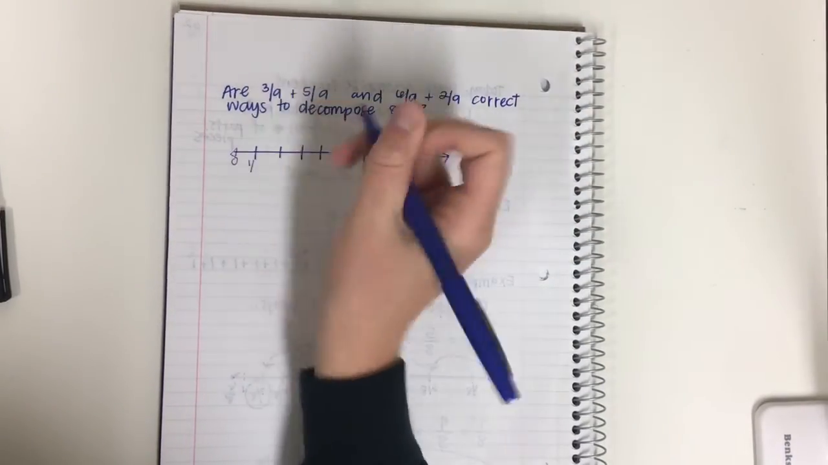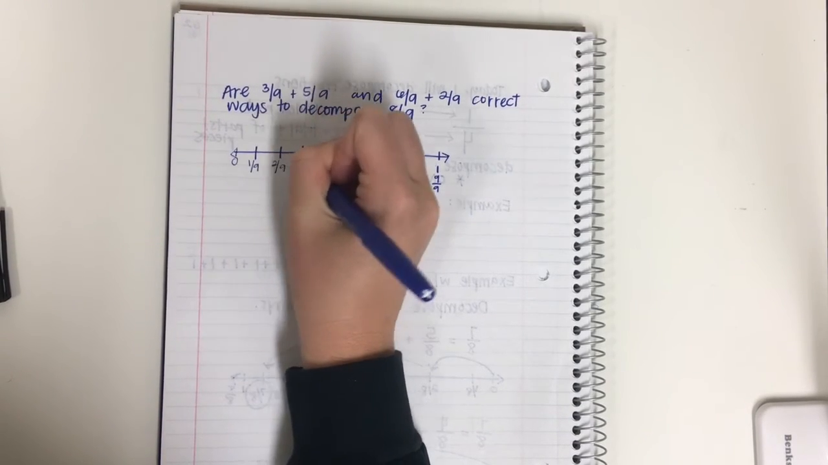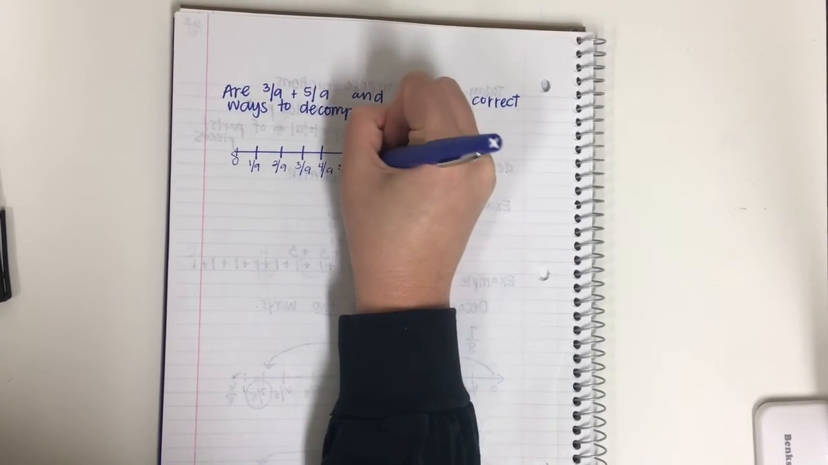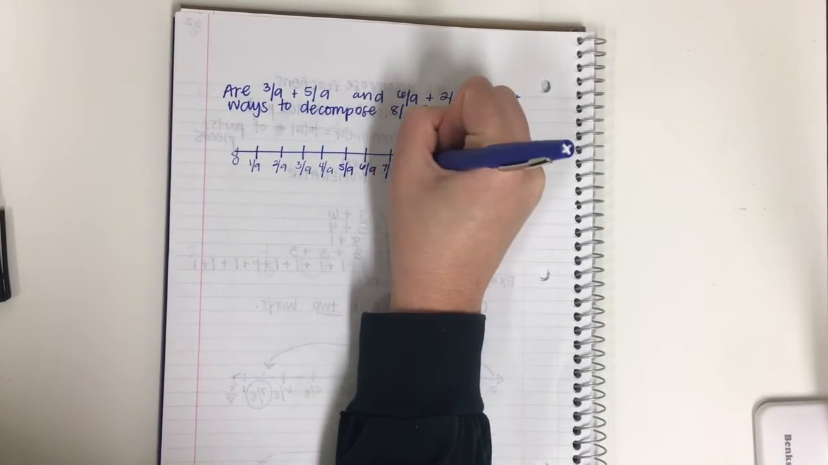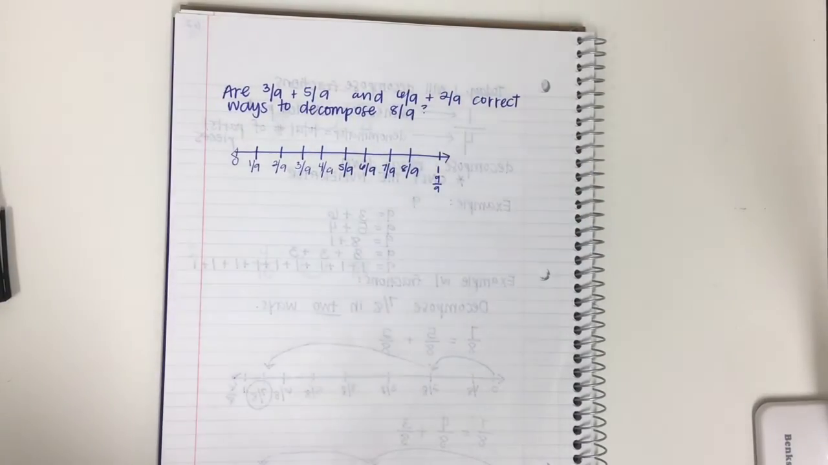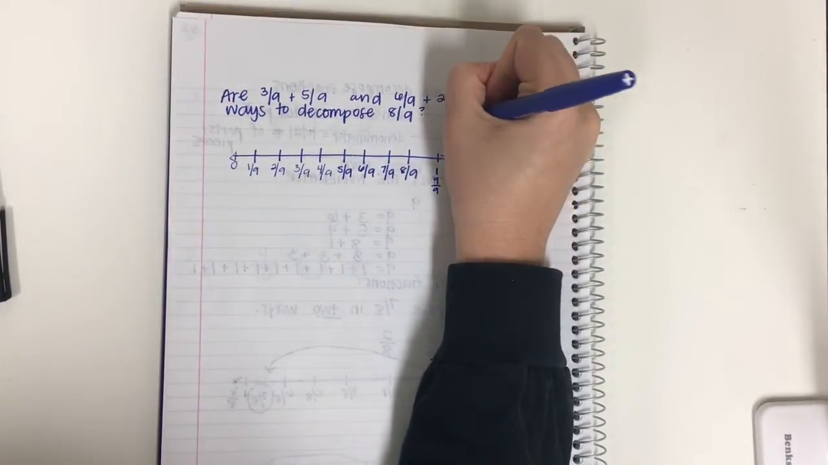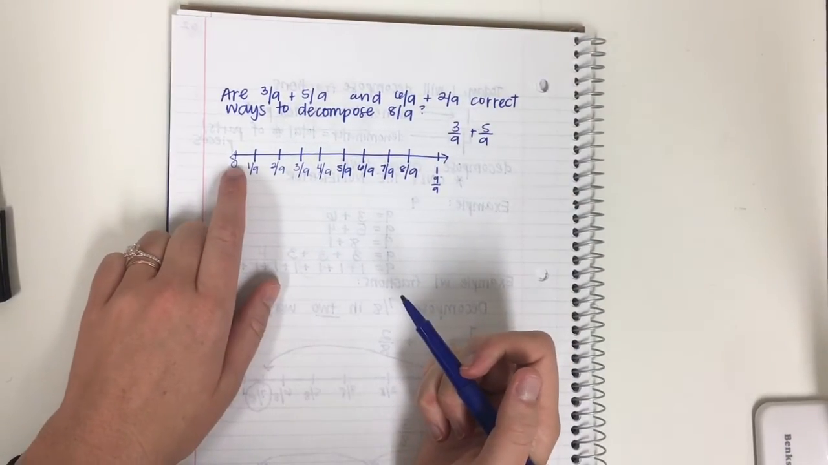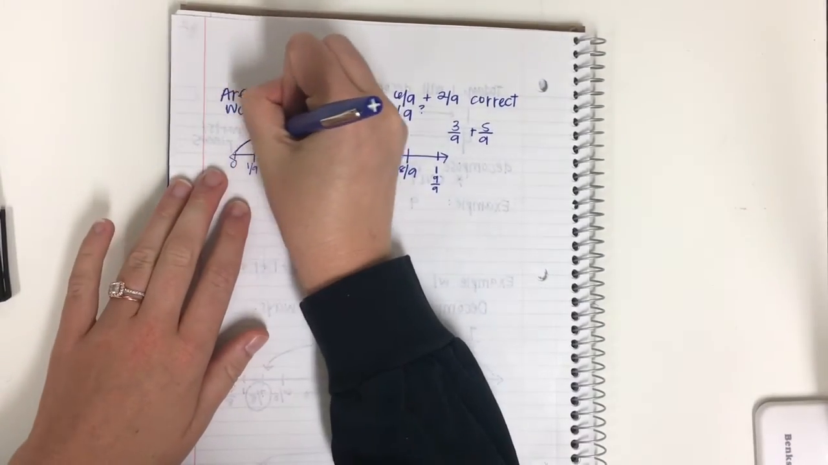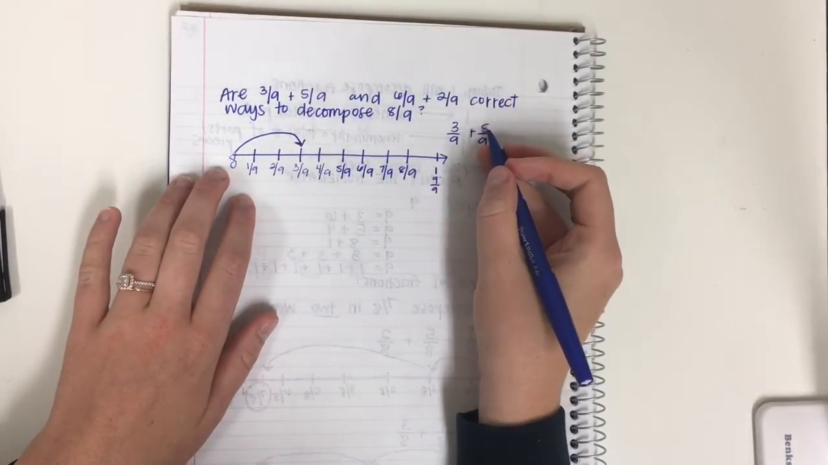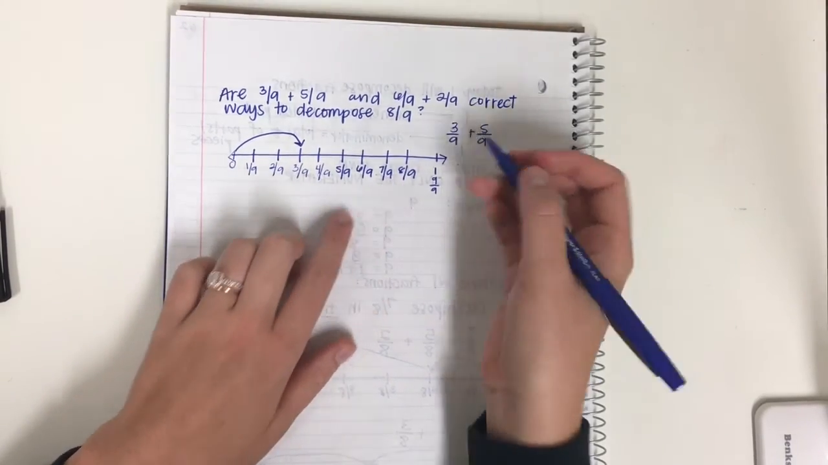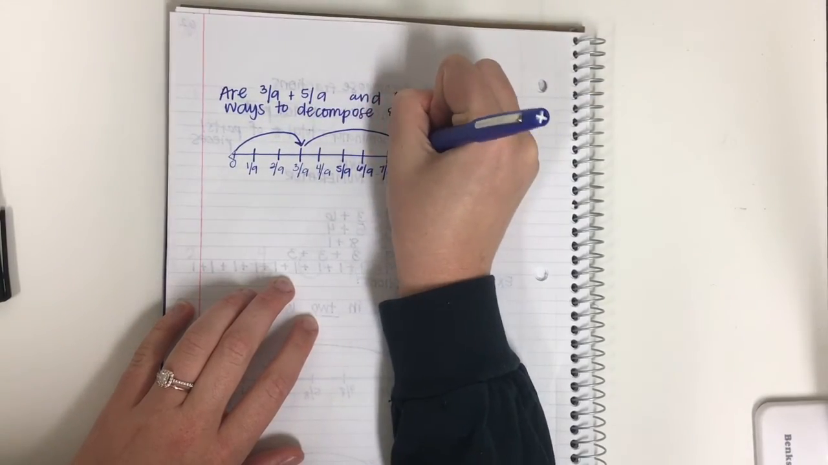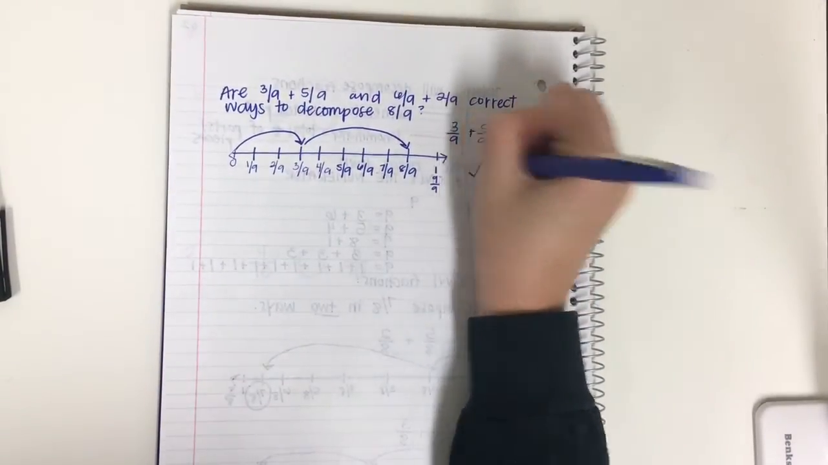So I have 1/9, 2/9, 3/9, 4/9, 5/9, 6/9, 7/9, 8/9, 9/9. Okay, let's look. So we have 3/9 plus 5/9. So how could I show that? Well, first I would do 3. So 1, 2, 3. That takes me to 3/9. Does adding 5/9 take me to 8/9? Let's see. 1, 2, 3, 4, 5. It does. So that one's correct. Okay, so this one checks out.